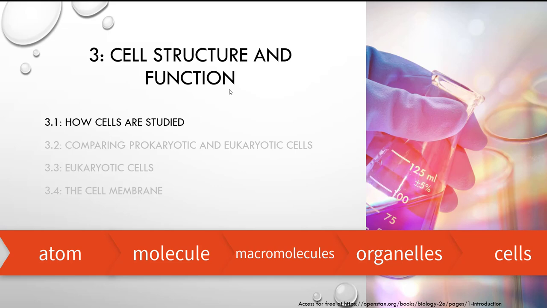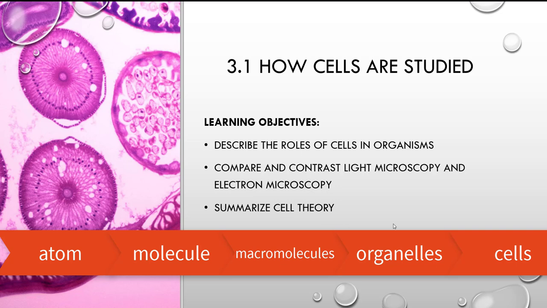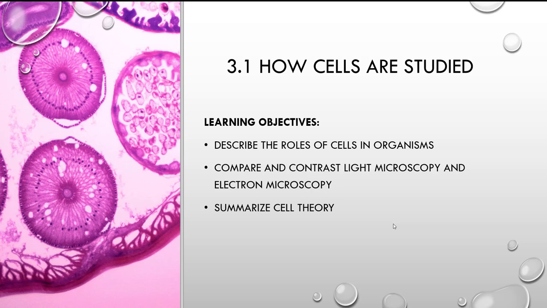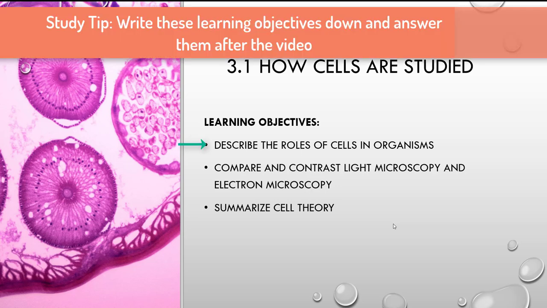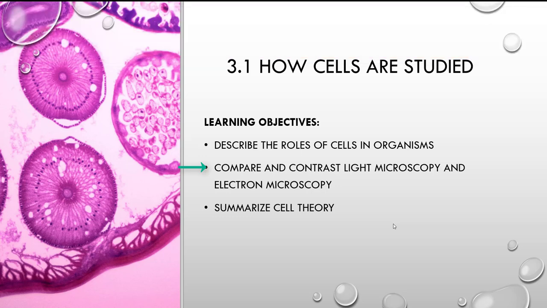We're going to start this unit by looking at 3.1, which is how cells are studied. By the end of this chapter, you should be able to describe the roles of cells in organisms. You should also be able to compare and contrast how we study cells using light microscopy and electron microscopy. And finally, you should be able to summarize cell theory. It's a good idea to write these down and address them after the video as a review, and to organize your notes a little better.